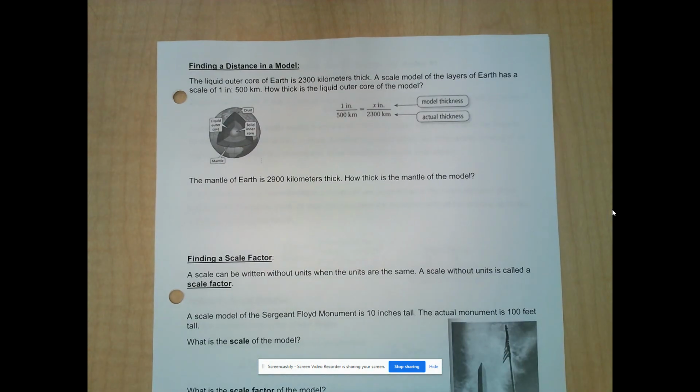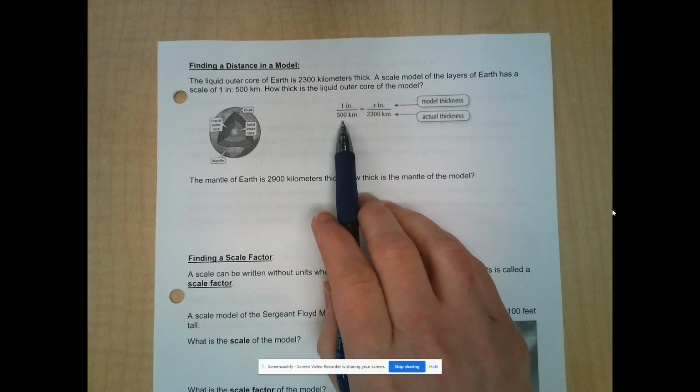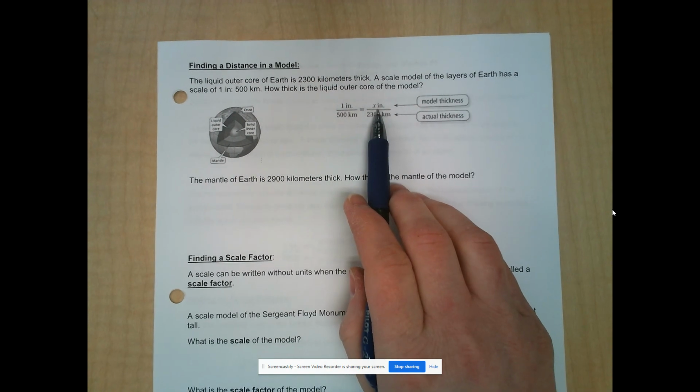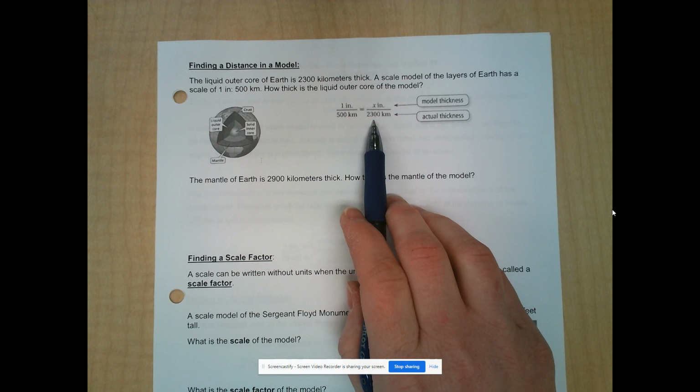If we go on to the back, how do we find a distance in a model? The liquid outer core of Earth is 2,300 kilometers thick. A scale model of the layers of Earth has a scale of 1 inch to every 500 kilometers. How thick is the liquid outer core of the model? So for every 1 inch of the model, it's worth 500 kilometers. How many inches would it take to be worth 2,300 kilometers?